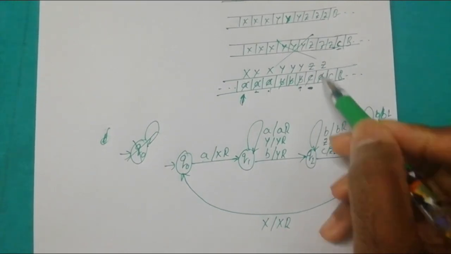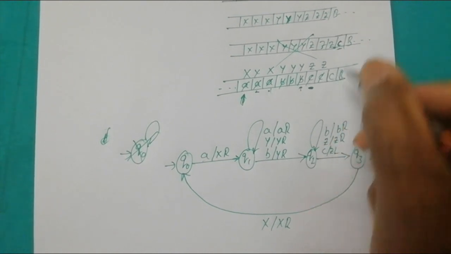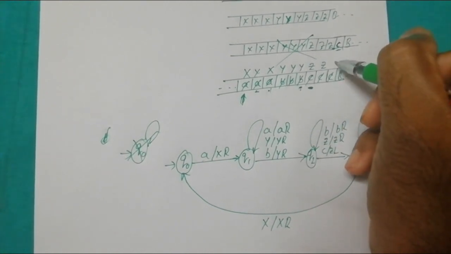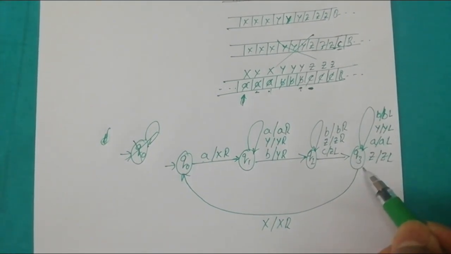q2 will come across with a sequence of z's. Just keep on skipping. q2 will come across with the third c. Just convert that c into z. Just move one cell to the left direction and move to the state q3.